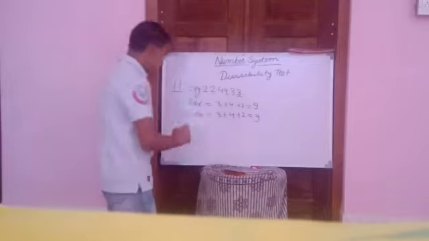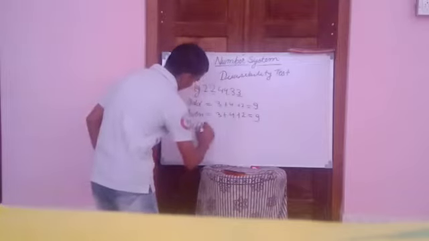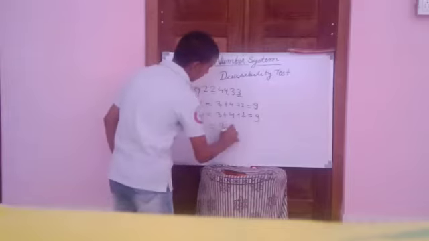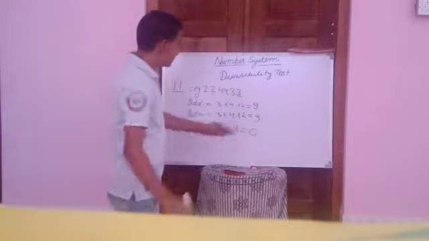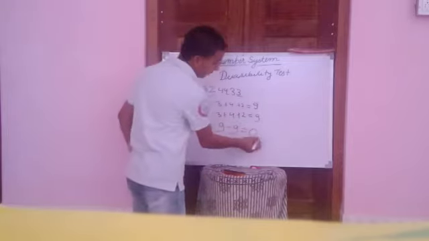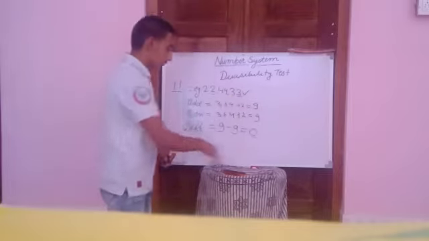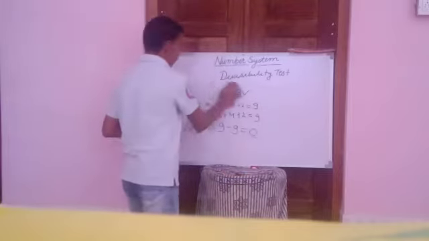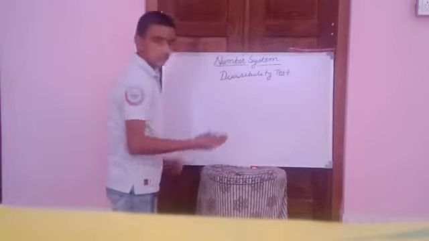Let's find the difference. The difference is 9 minus 9, which is equal to 0. As I told you, if the difference is 0 or 11, then the number is divisible by 11. As our difference is 0, this number is divisible by 11. So this was about the divisibility rules. If you have any doubt, you can comment and ask me.